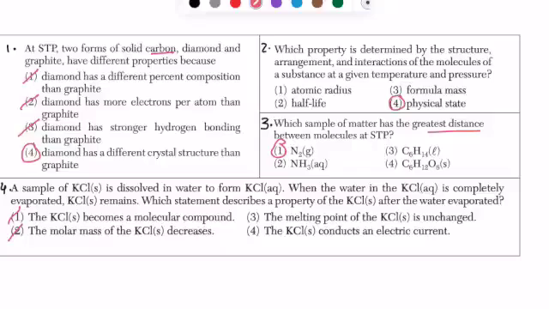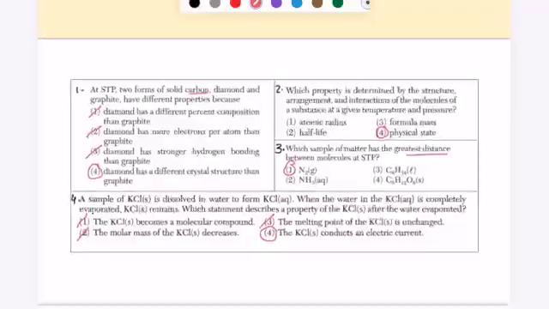Melting point of KCl is unchanged. That is also something that depends on the identity of the substance. So as long as it's still KCl, melting point will not change. KCl solid conducts an electric current. This is something that could be impacted because we said that ionic compounds don't conduct when they are a solid, but they do conduct when they are in aqueous solution.